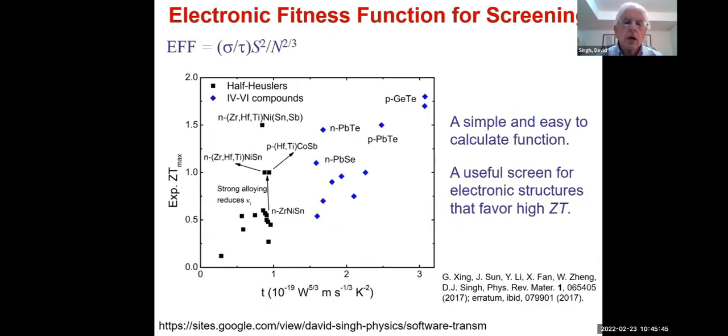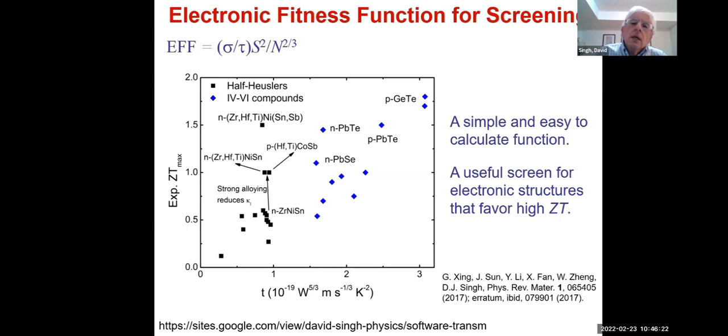And then we tried it. We applied it to some different thermoelectric type materials. And what this plot is showing is the experimentally measured best ZT for different materials. On the horizontal axis is this fitness function calculated at the same temperature as the experimental measurement, with the carrier concentration optimized. In other words, choose the carrier concentration that gives the highest T for the given temperature.